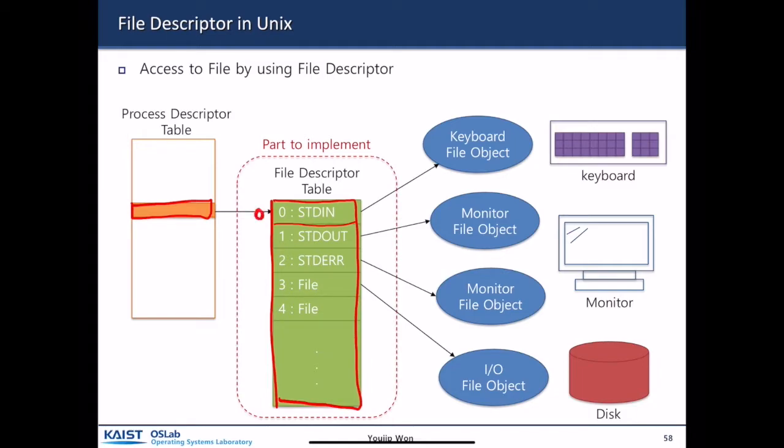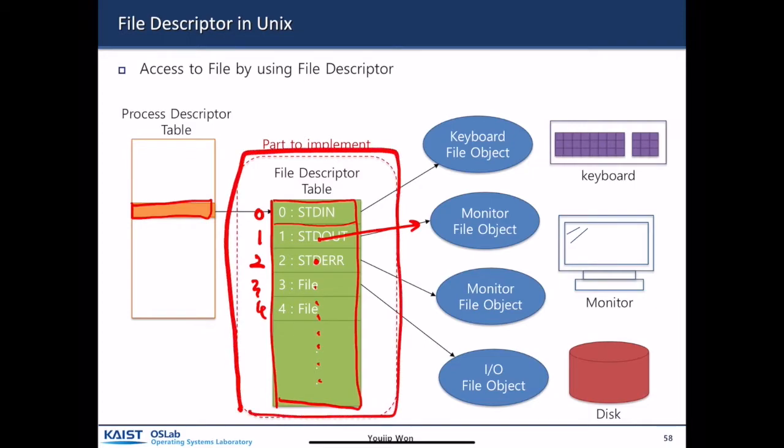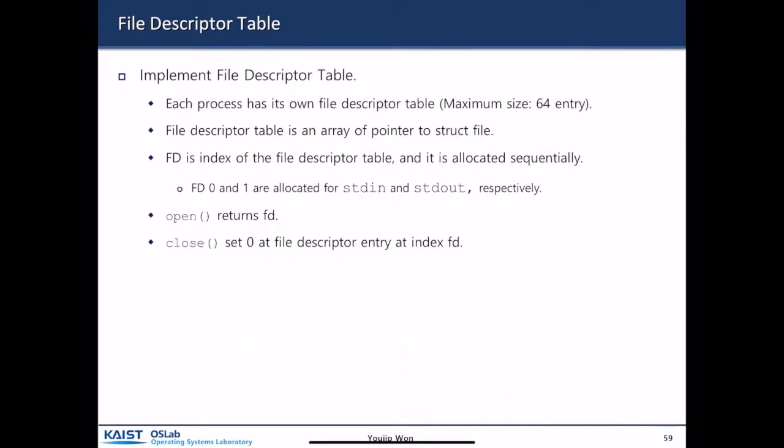Element 0 contains a pointer to the standard input file structure, and element 1 points to the file structure for standard output, and index 2, the third element of the process file descriptor table, points to standard error. And then there are file descriptor entries here. The current Pintos does not have a file descriptor table, so we have to implement it. These are the details of implementing the file descriptor table.